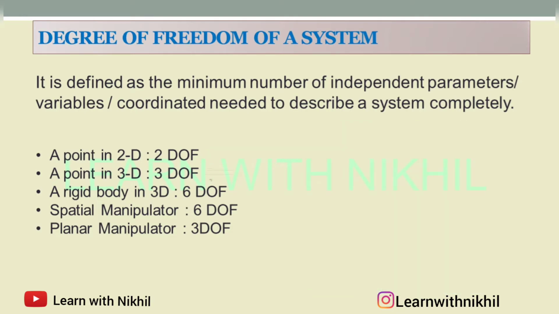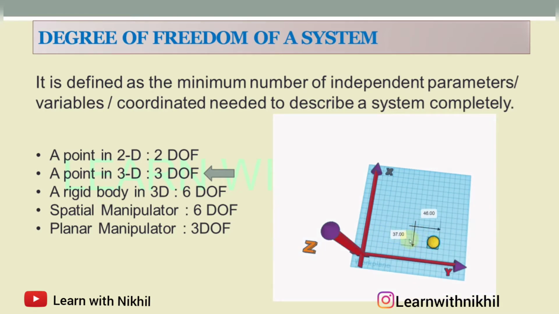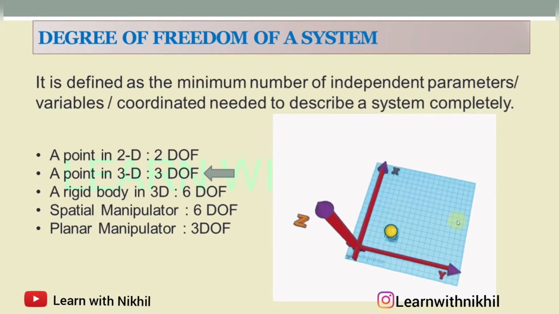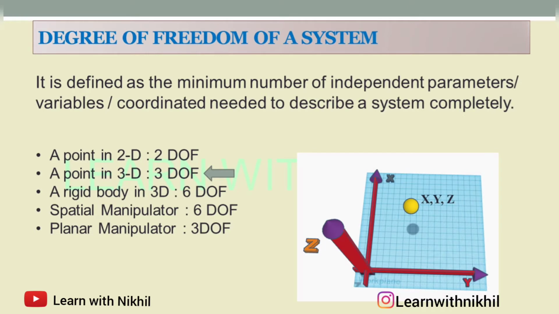Similarly, if you have a point in three-dimensional, it has an x coordinate, a y coordinate, and a z coordinate, and it has 3 degrees of freedom. So let's see how. It can move in the x direction, it can move in the y direction, and it can also move in the z direction, that is up and down. So these are the 3 degrees of freedom in a three-dimensional plane. A point in 3D has 3 degrees of freedom, that is x, y, and z movement.